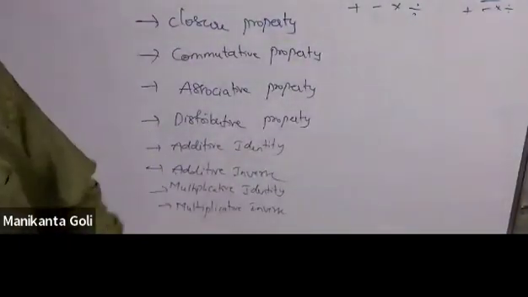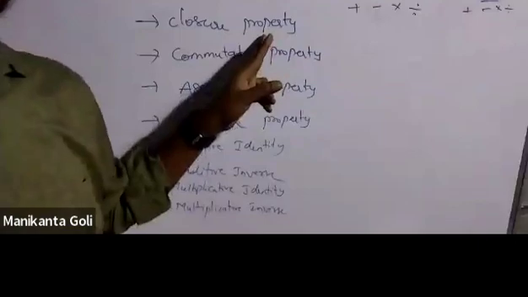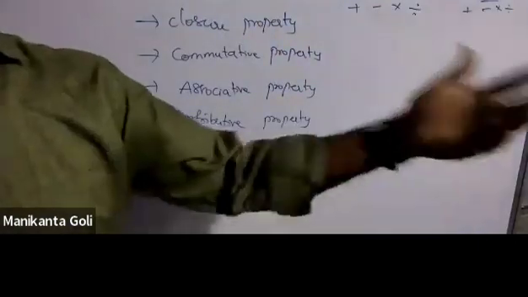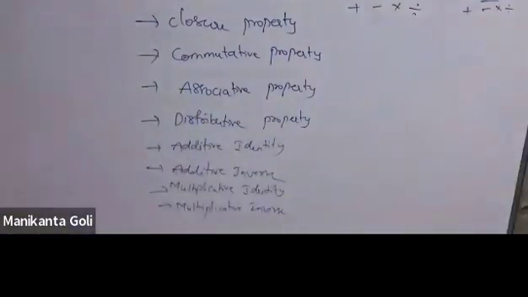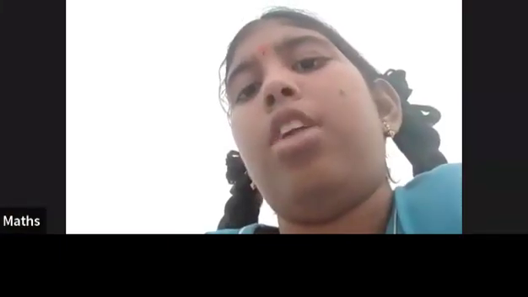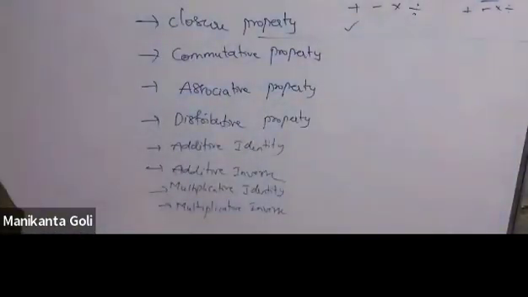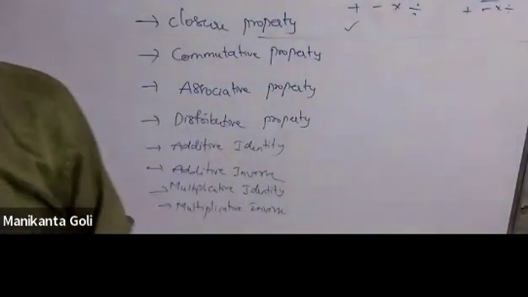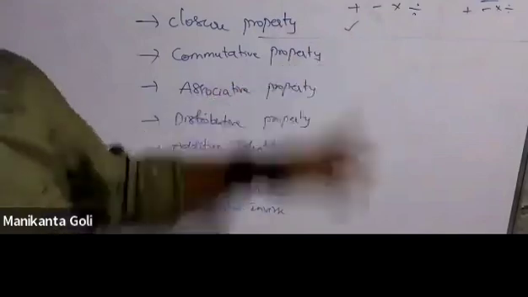So let's see. In addition, if we add two natural numbers, we will get a natural number or a whole number? Natural number. So this closure property is satisfied under addition.